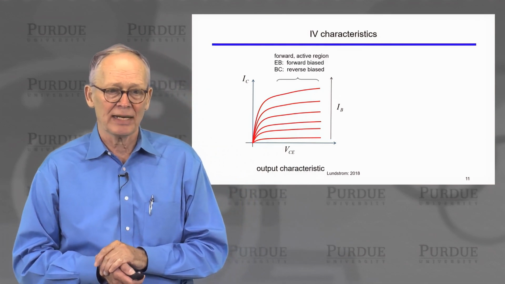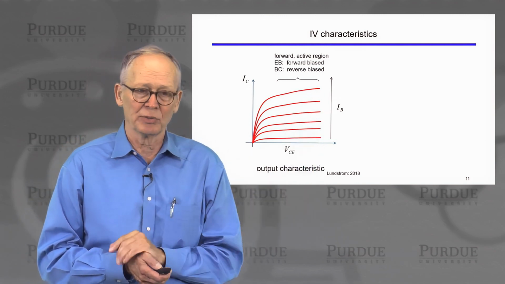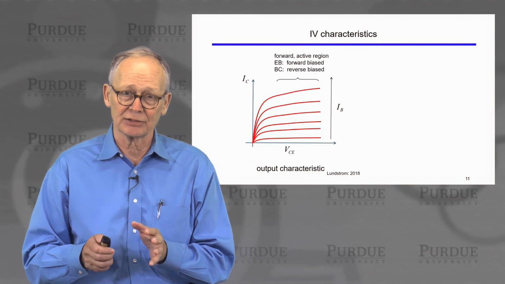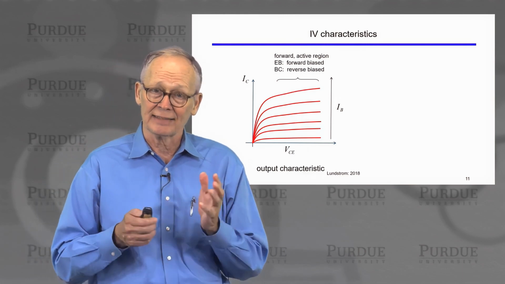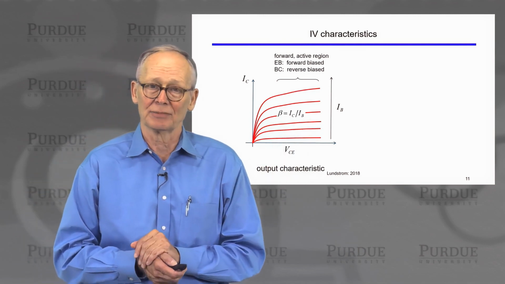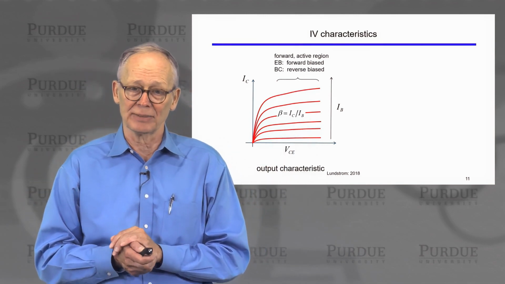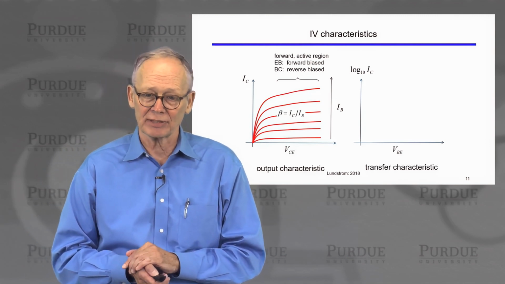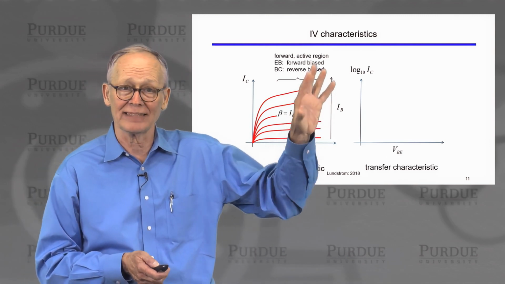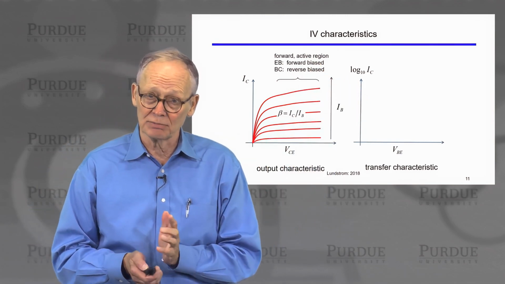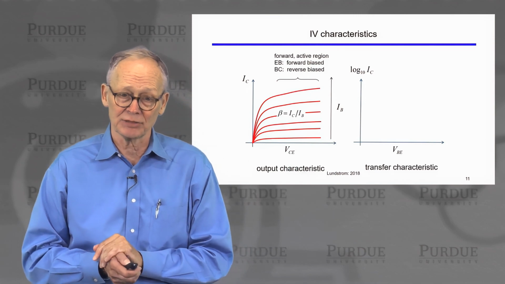There'll be a region here that we call the forward active region. Emitter base junction is forward biased. Base collector junction is reverse biased. Like the saturation region of a MOSFET, in that region, we talk about beta, the ratio of the collector to the base currents. We can also plot the transfer characteristics. We can do that on a log plot, the log of the output current versus the input voltage. So just like the transfer characteristics of a MOSFET.